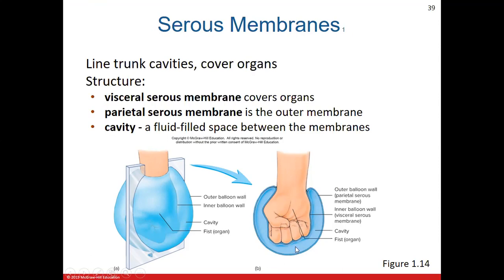And then in between the visceral and parietal layers, you would have a cavity, a very thin cavity, and you would have a little bit of serous fluid inside of that cavity. And again, that creates a kind of a cushion, a little bit of a protective layer.